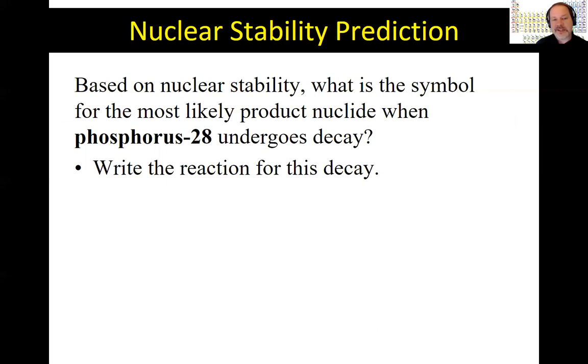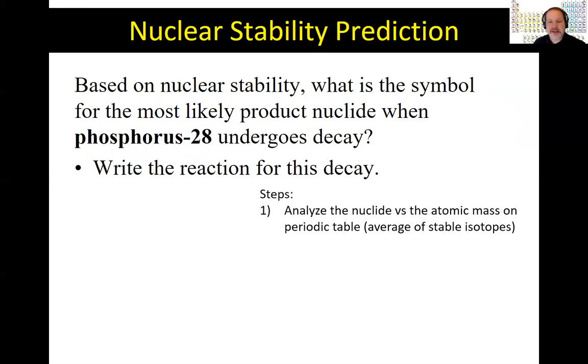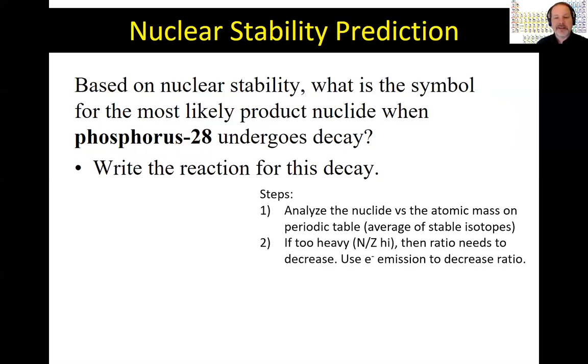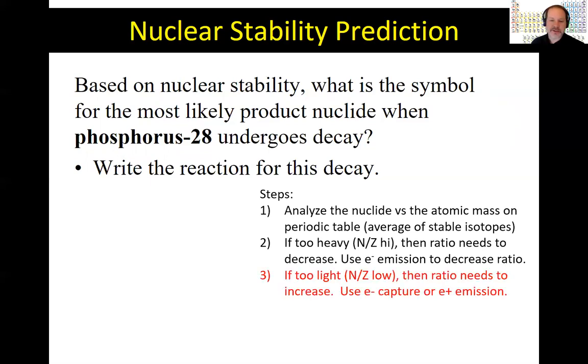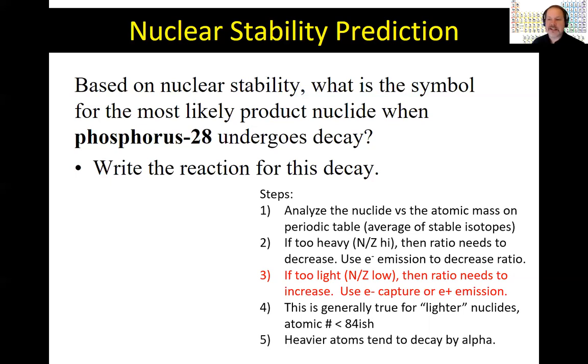So based on nuclear stability, what is the symbol for the most likely product nuclide when phosphorus-28 undergoes decay? Write the reaction for this. What are you going to do? Well, I'm going to figure out that mass relative to the mass on the periodic table. If it's heavier than it, then I'm just going to do beta emission. If it's too light, then I'm going to use positron emission or electron capture. They'll do the same. This is true for the lighter elements less than 84. Anything heavier tends to decay by alpha particle. So what do you think?